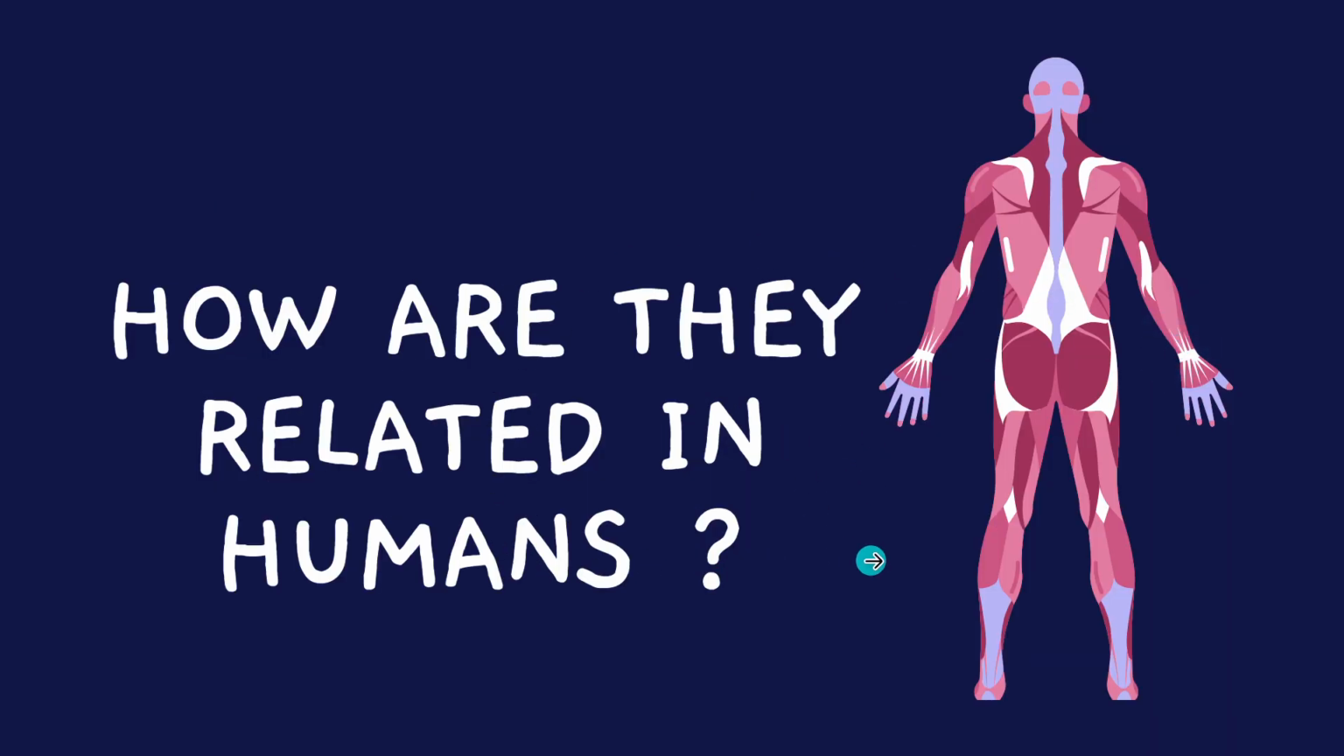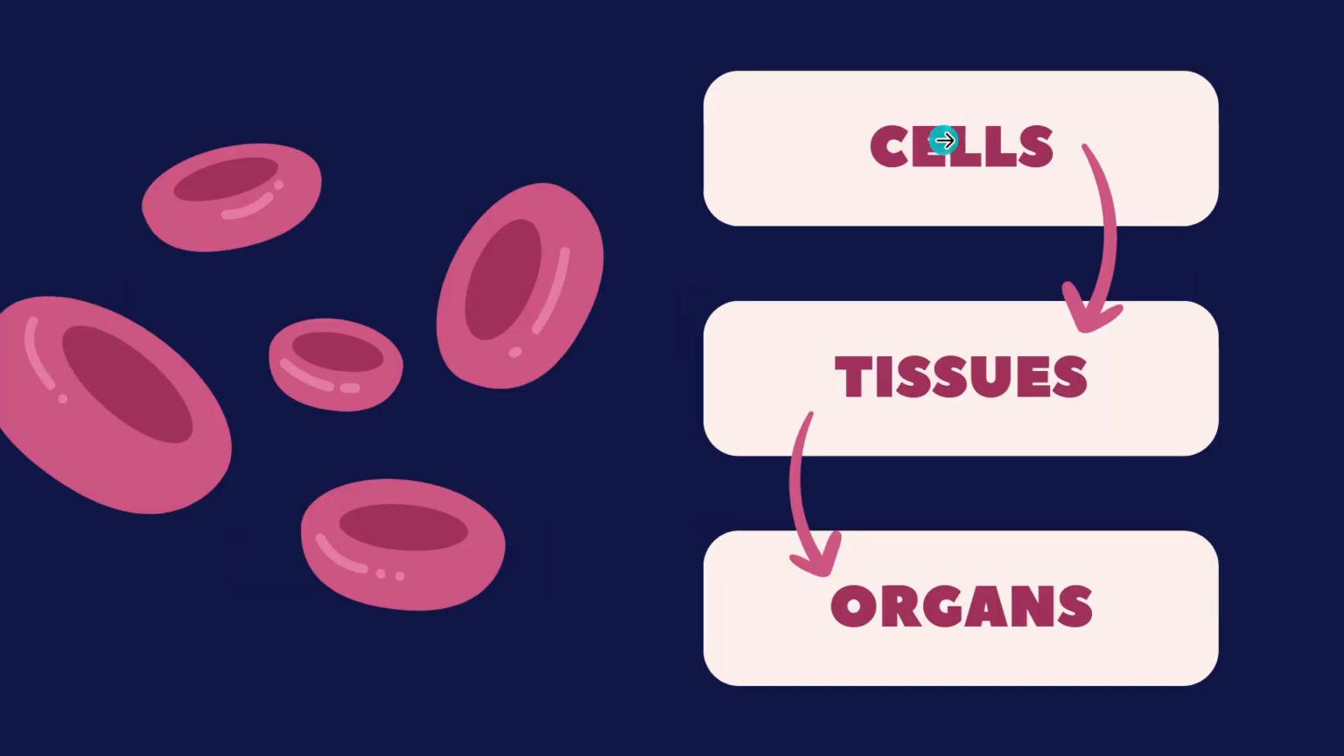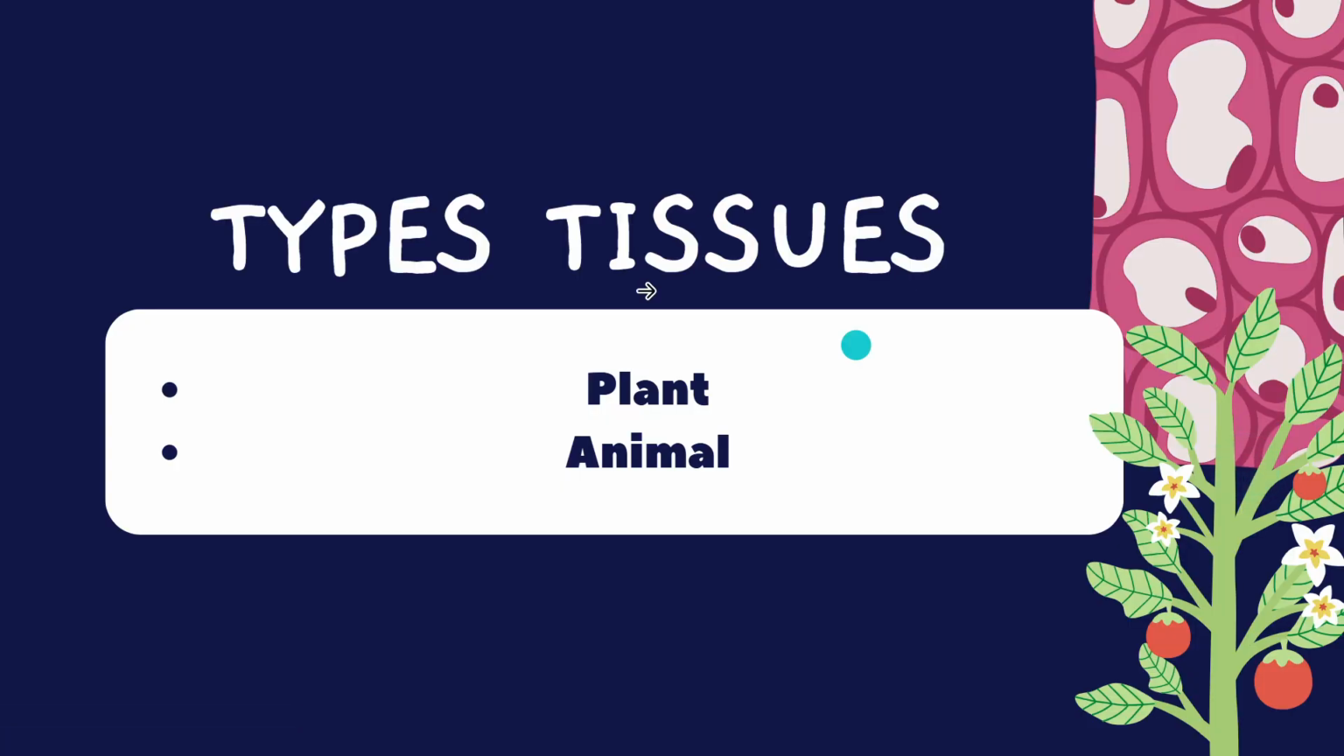Then how are they related in humans? Why am I talking about humans? We'll find out later. Cells together form tissues and tissues together form organs. Okay? Tissues of the similar type form organs. So types of tissues, as I told you earlier, are plant tissues and animal tissues.